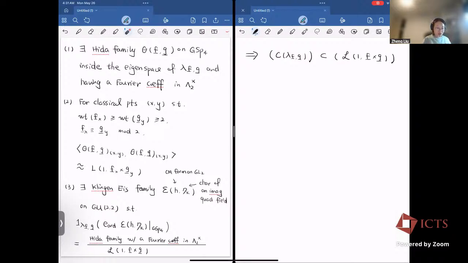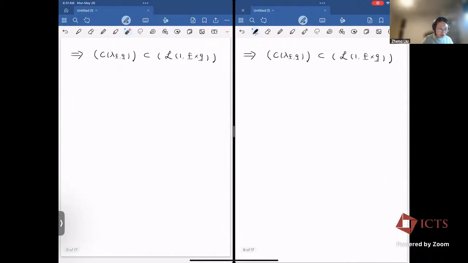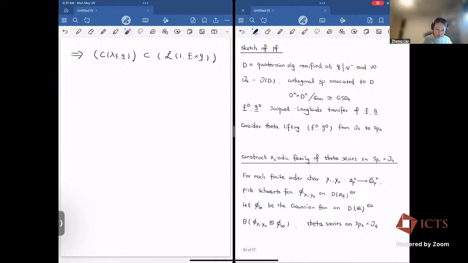So next I'm going to give a sketch of the proof. Okay, so again, I need to put things a bit larger.